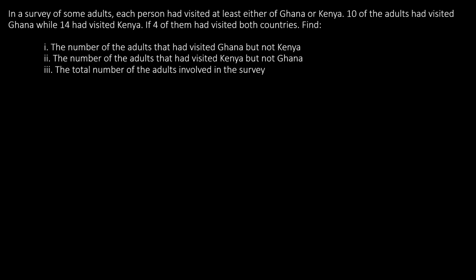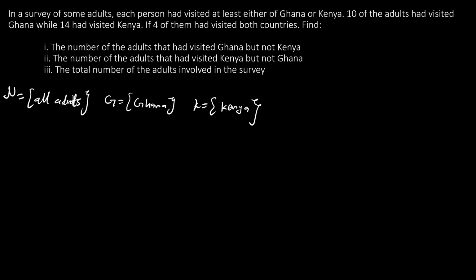Also, representing this, we are going to be using universal set U to be equal to the set of all the adults, and set G to be equal to all the adults that have visited Ghana, and set K to be equal to all the adults that have visited Kenya. Again, we represent this using a Venn diagram.